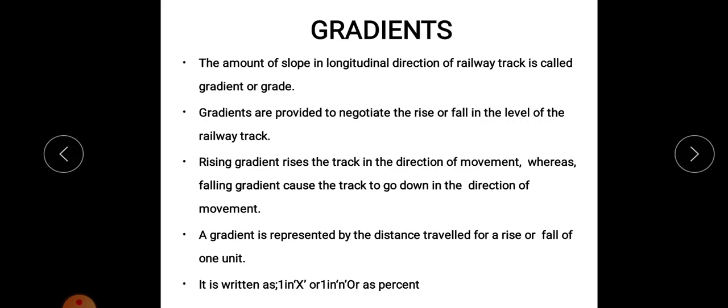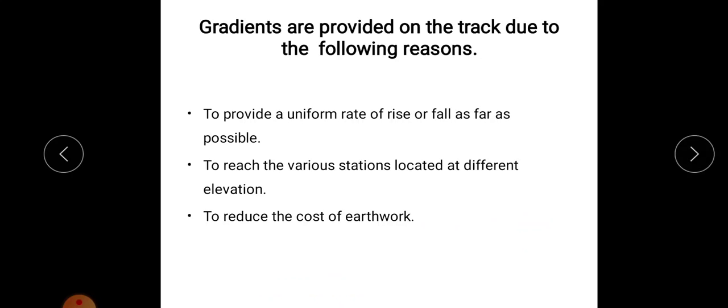So rising gradient and falling gradient are very familiar to you, and the gradient is represented by the distance travelled for a rise or fall of 1 unit. That is, rise or fall for 1 unit is the gradient, and it can be expressed as 1 in x or 1 in n, such as 1 in 25 or 1 in 500, etc., or it can be represented as a percentage. Gradients are provided on the track in order to provide a uniform rate of rise or fall as far as possible. That we have explained.